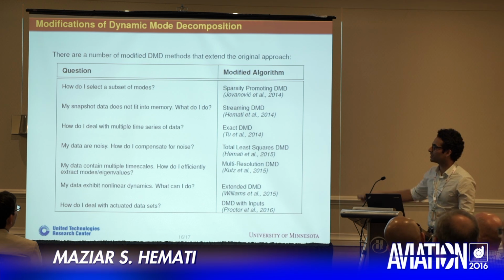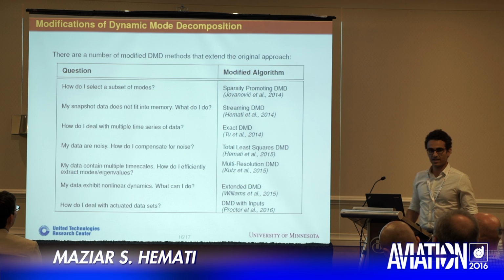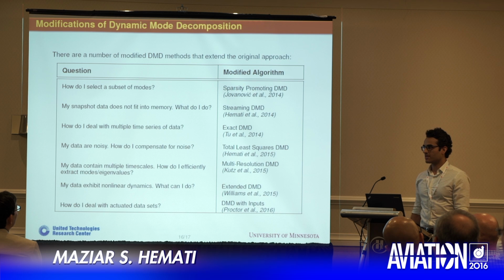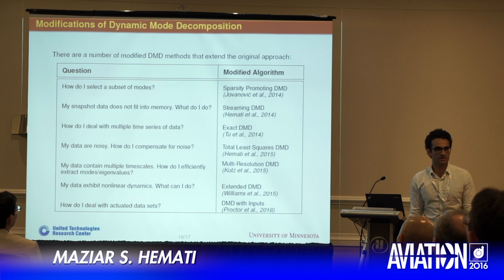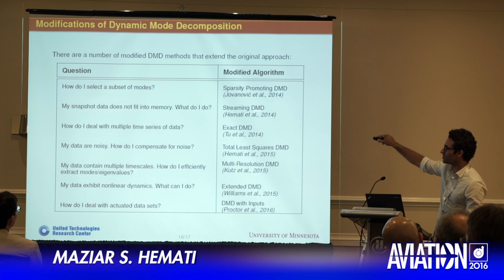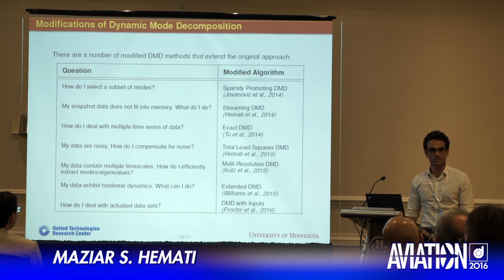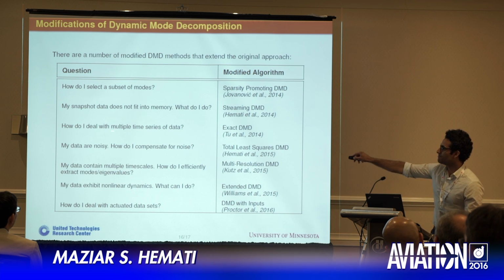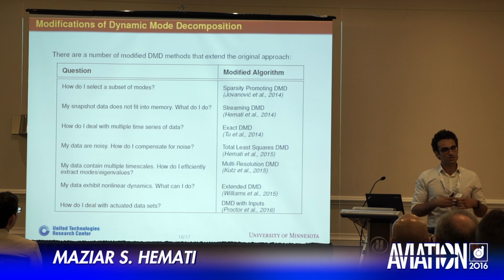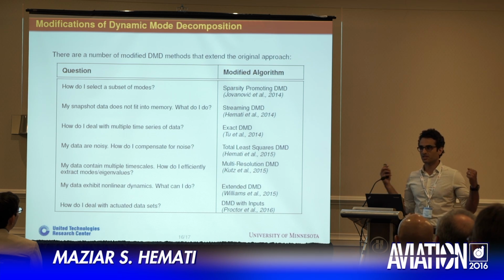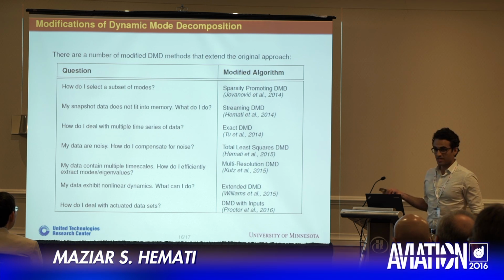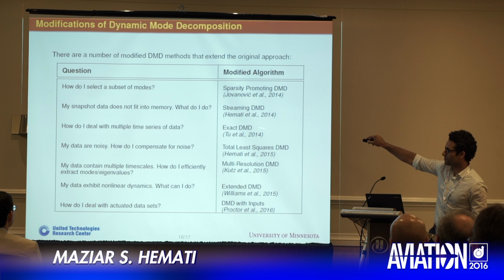They address this question. Another question is, I have all these snapshots, I ran my experiments, I did my numerical simulations, but they don't fit in memory. I can't actually do this without parallel computing or something of that sort. If you have that issue, you can look at streaming DMD, and potentially you can do these computations on your laptop. What if you had multiple realizations? You went to the lab, you ran many experiments, and you want to analyze all of that data together. In order to do that, with multiple time series, you want to use exact DMD.